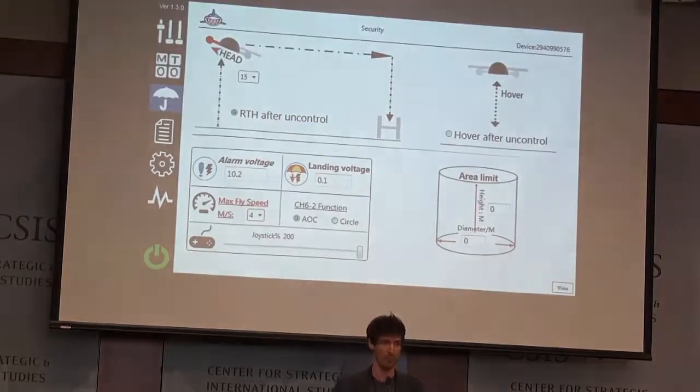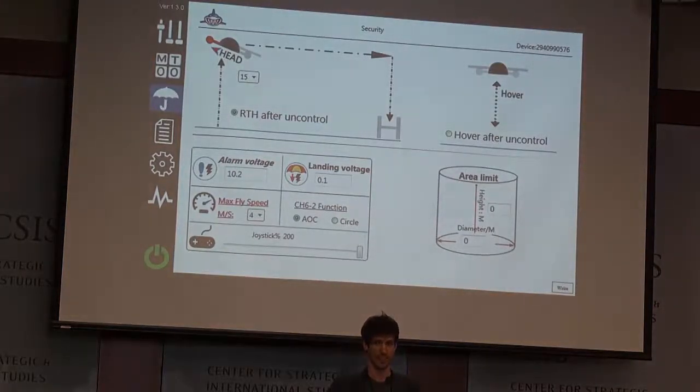Who can see what the problem is here? Any guesses? Remember I was talking about fail-safe? I'll give you a clue, lower left. Joystick 200%. Landing voltage. The landing voltage was set to 0.1 volts, which is a very, very low voltage. Your autopilot probably won't even run at that point. So it was crazy that you could actually change that to that low.